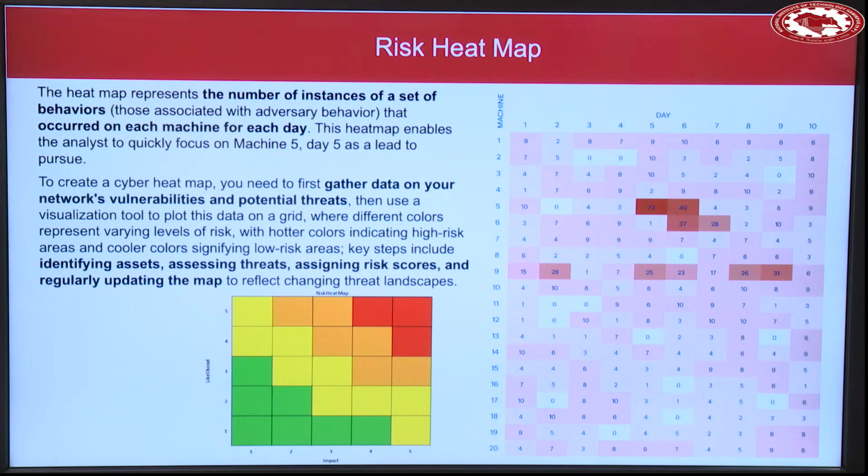To create a cyber heat map, you first need to gather data on your network vulnerabilities and potential threats. Then use a visualization tool to plot this data on a grid, and that template is also available online, where different colors represent varying levels of risk, with hotter colors indicating high risk areas, cooler colors signifying low risk areas. Key steps include identifying assets, assessing threats, assigning risk scores, and regularly updating the map. So you can write a program that can plot it, count it based on whatever your logic is, and then create this map with different colors. And then you can give a range.